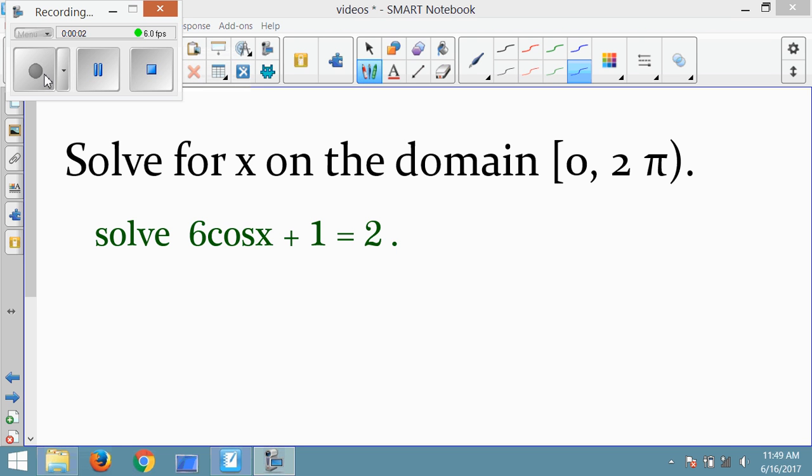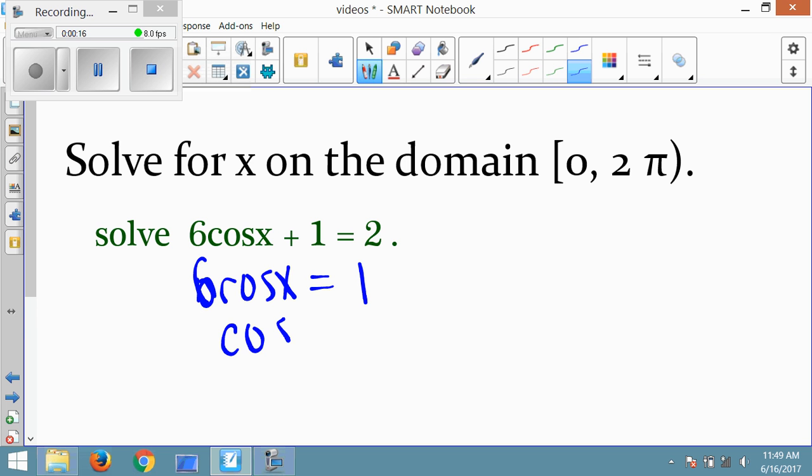So if I take a look at this problem, it looks just like any other solving problem that we have been practicing. You would first start off by subtracting 1 from both sides. You have 6 cosine of x equal to 1. So when is the cosine of x equal to 1 over 6?